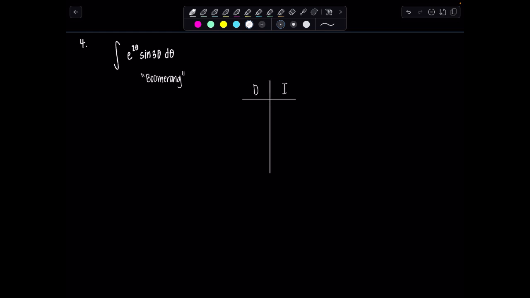Pick somebody to be D and pick somebody to be I, and in this case it doesn't matter with these boomerang ones. So I'll put e to the 2 theta here and sine 3 theta here, but you could switch them, okay? And then what you want to do is differentiate and integrate one at a time, because we know we're never going to hit 0. So derivative of e to the 2 theta is 2e to the 2 theta. And then antiderivative of sine 3 theta would be negative 1/3 cosine 3 theta.